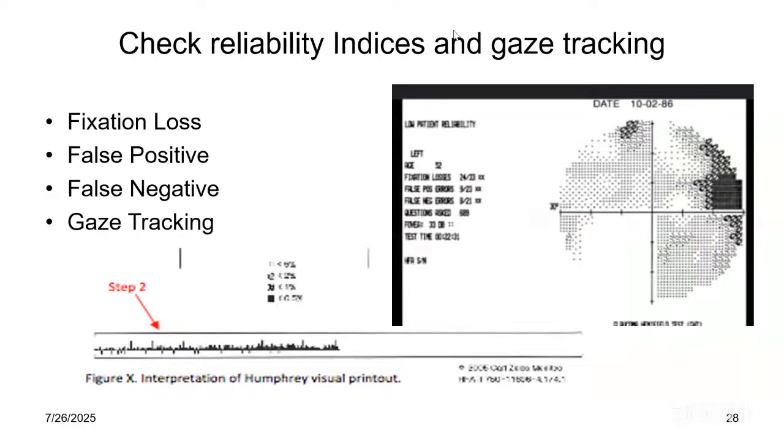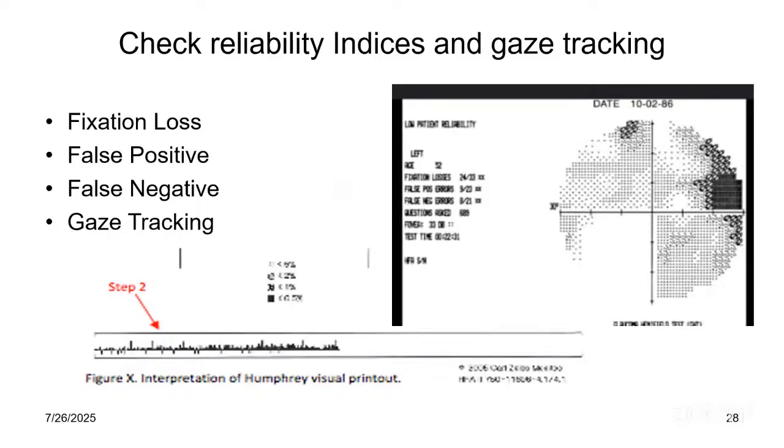So the checking of reliability indices is very important. Like we said, for the fixation loss, occasionally the machine can present a point to the optic nerve head and see if the patient can perceive it. Once they click that they perceive it, it means that the patient is not fixating properly. And for most machines, a fixation loss of greater than 20 is unreliable. Some say 15 to 20, some say greater than 20. It means the test is unreliable.